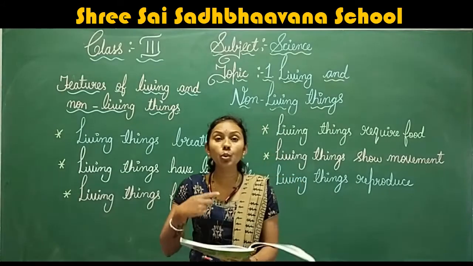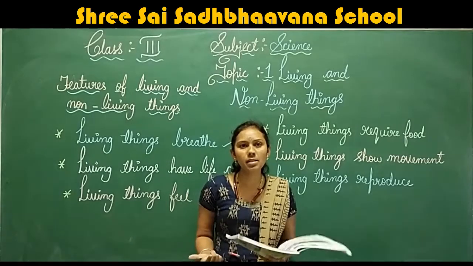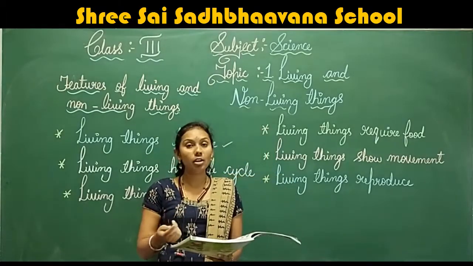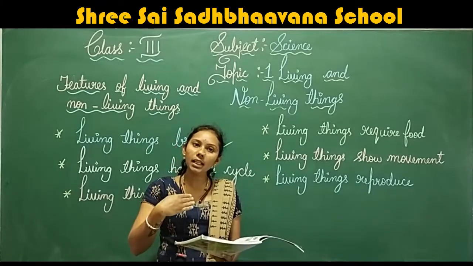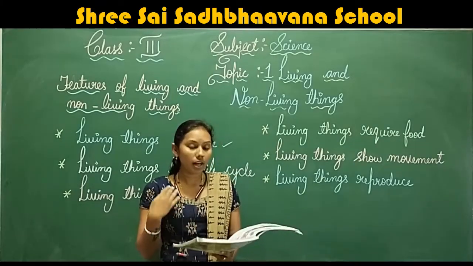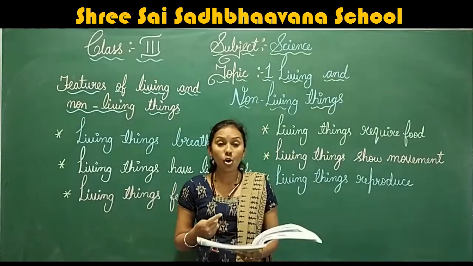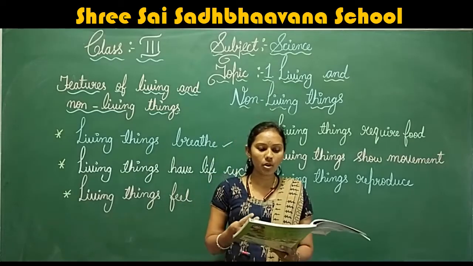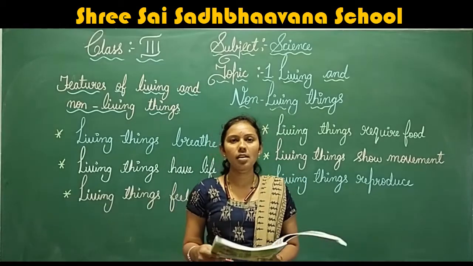Yes, fish breathe through the gills. And plants, how does this plant breathe? Plants breathe in carbon dioxide. Okay, we breathe in oxygen, but the plants breathe in carbon dioxide and breathe out oxygen. Okay, they use carbon dioxide. How do they use this carbon dioxide? They use this carbon dioxide in the process of photosynthesis.